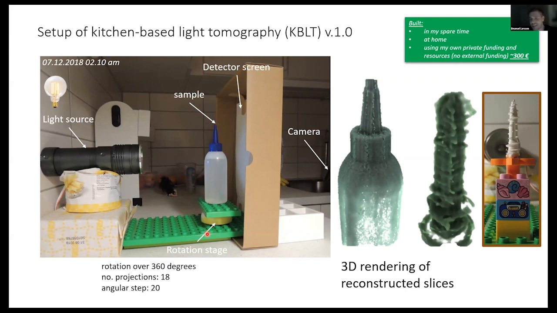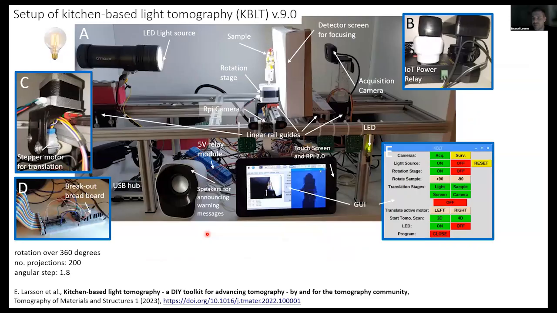But then give it another 3 to 6 months, and I had optimized things. So then I had this version of the so-called KBLT scanner, kitchen-based light tomography. This one actually runs on a Raspberry Pi, which is behind this touchscreen. I have the same light source. I now have a more optimized detector, a USB camera connected to the Raspberry Pi. And I have a rotation stage, as we call it in tomography. You can also call it a stepper motor, and this stepper motor I use to rotate the sample.